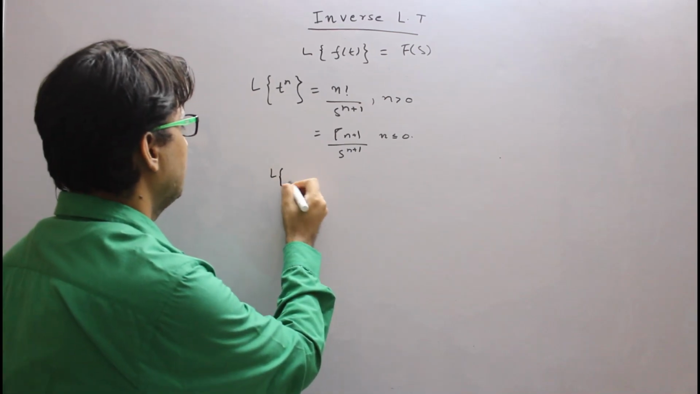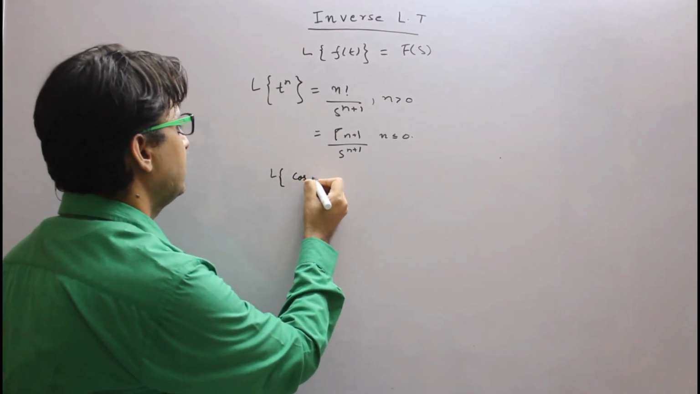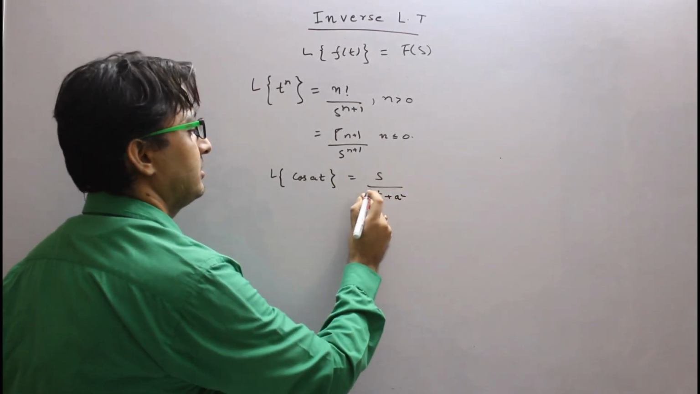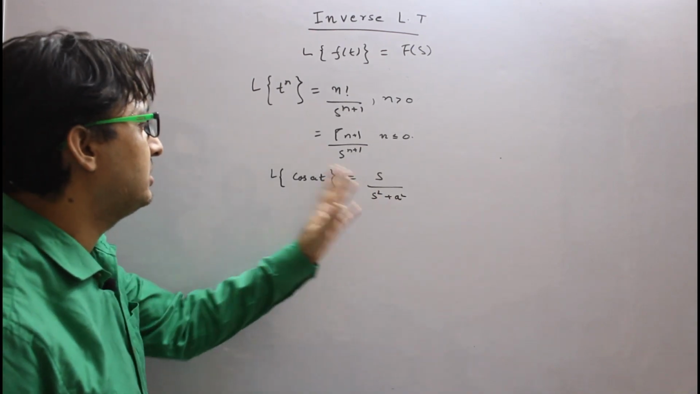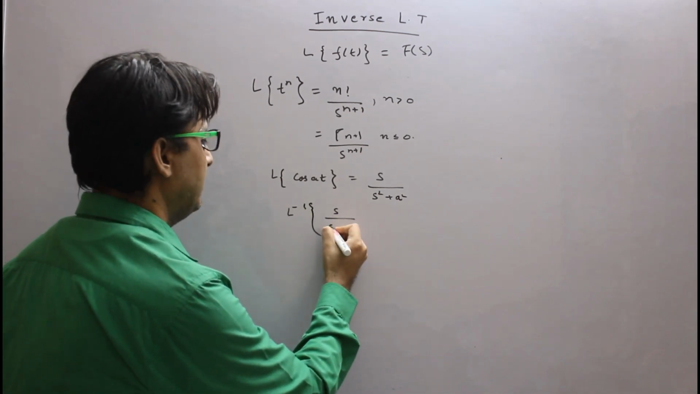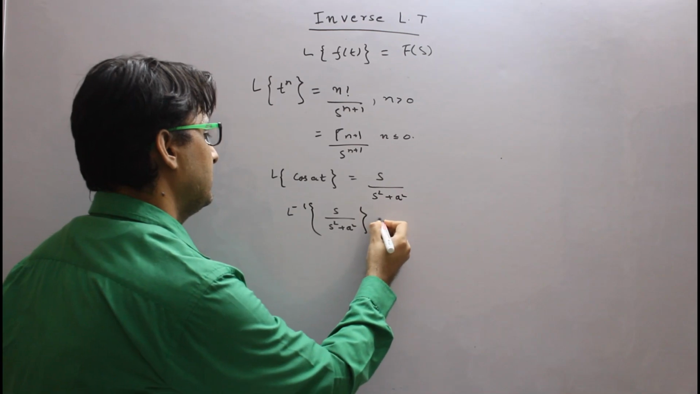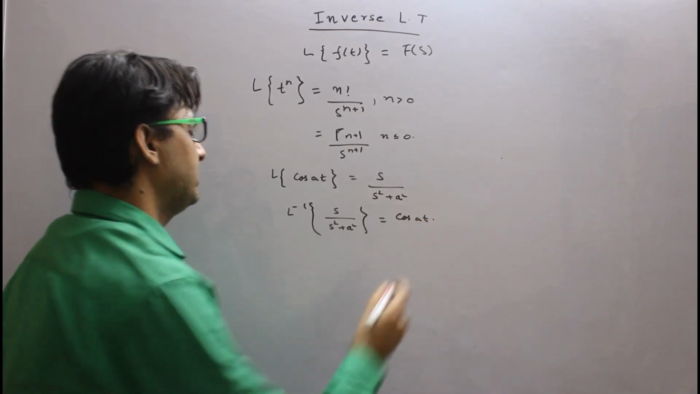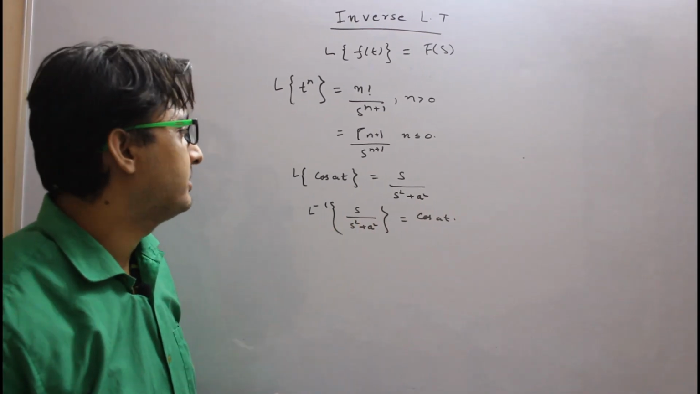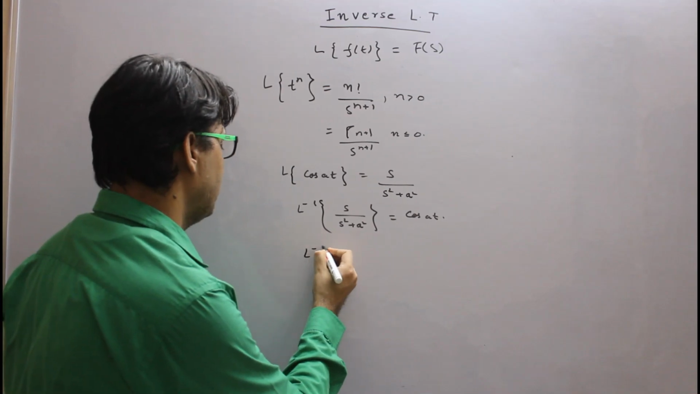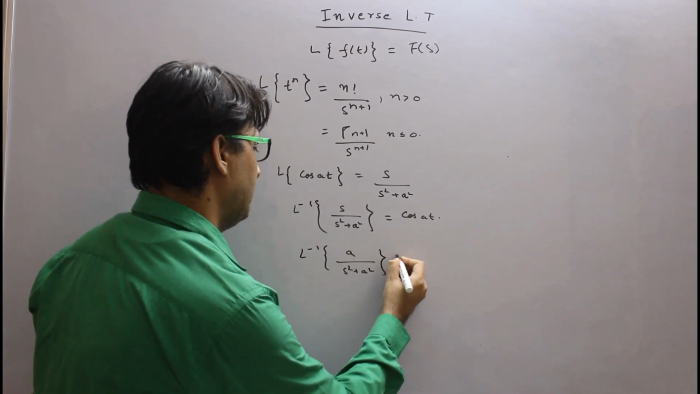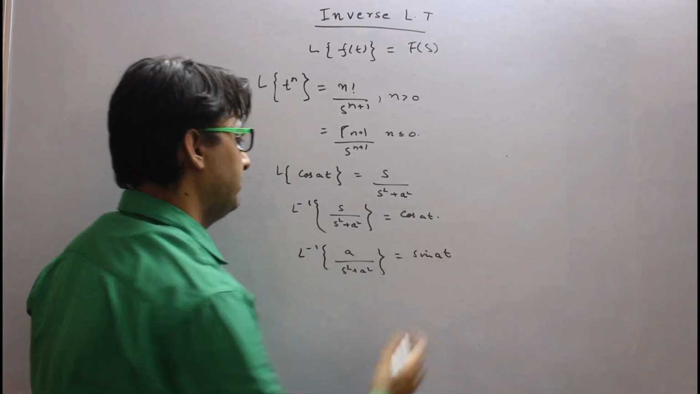Also, we have studied Laplace transform of cos at was s by s square plus a square. Similarly, we have to just use the reverse. So, Laplace inverse of s by s square plus a square is equal to cos of at. So this is the s domain, and we are going to the time domain. Ideally, that is what is happening in the inverse. What was the formula for our sine? a by s square plus a square will be sine at.